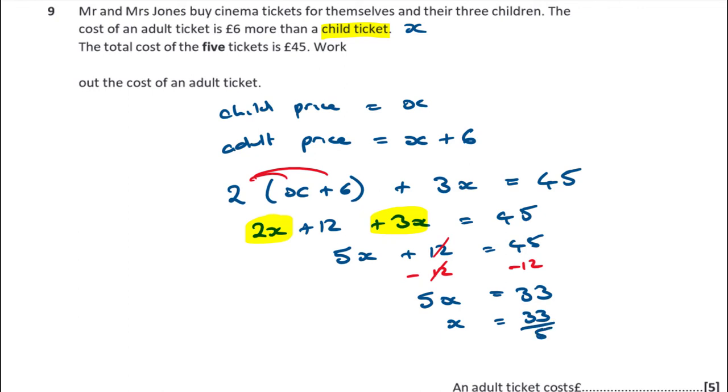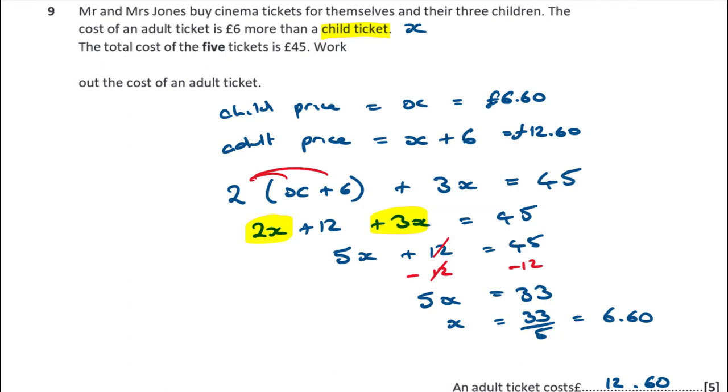So what's 33 divided by 5? That comes out to be 6.6, or £6.60, isn't it? So then the child price is going to be £6.60, and then the adult price is going to be £6 more than that. That's going to be £12.60, isn't it? So that's the answer we're looking for, £12.60.